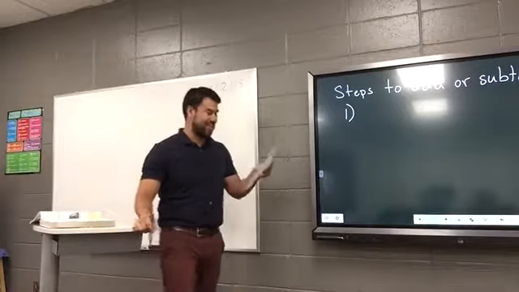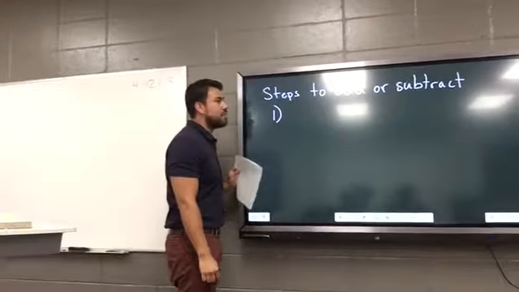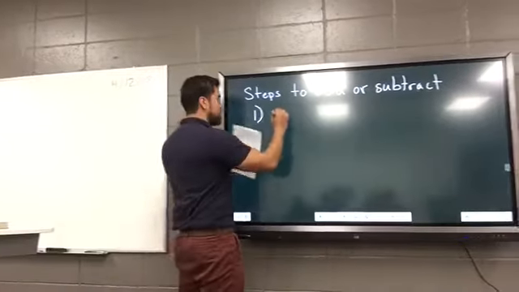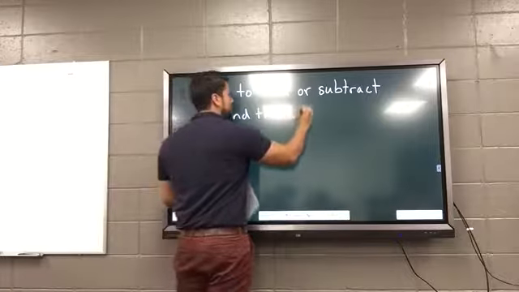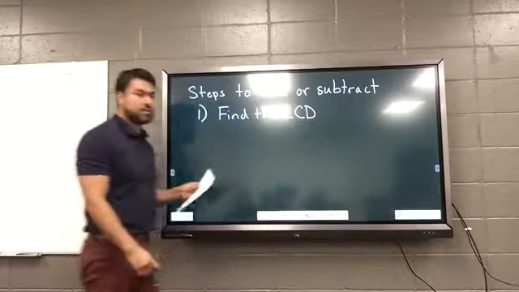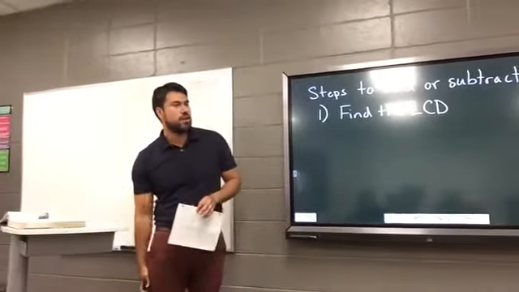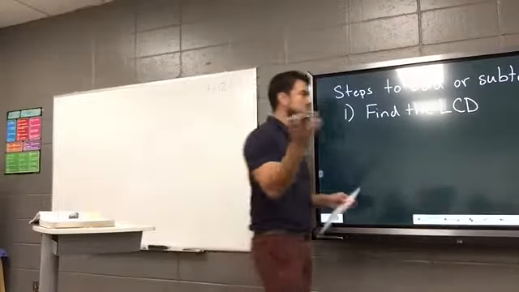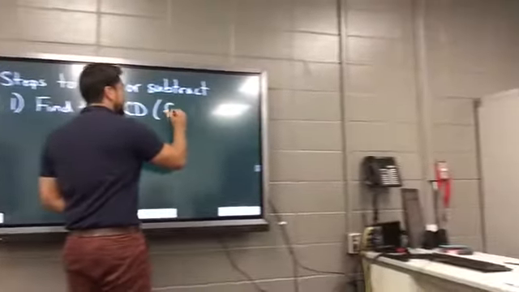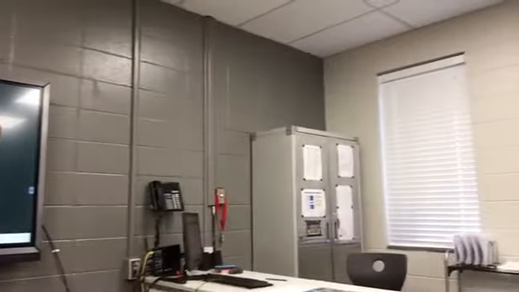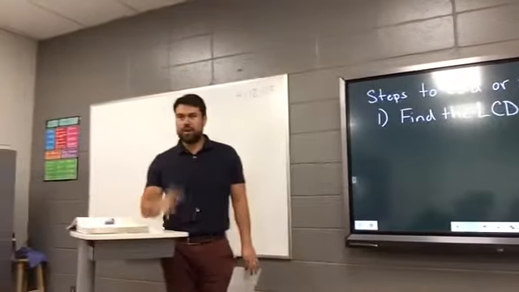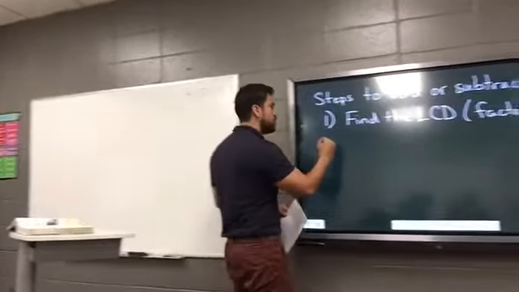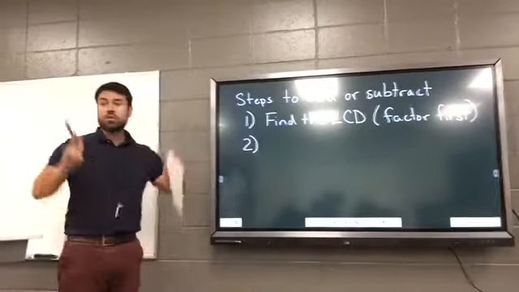All right, steps to add or subtract these rational expressions. First step, find the LCD of the two fractions or three fractions, usually two, which means you have to factor first. So I'm putting this for your own benefit: factor, find the LCD. All right, you got the LCD, great. Number two is the most complicated step.